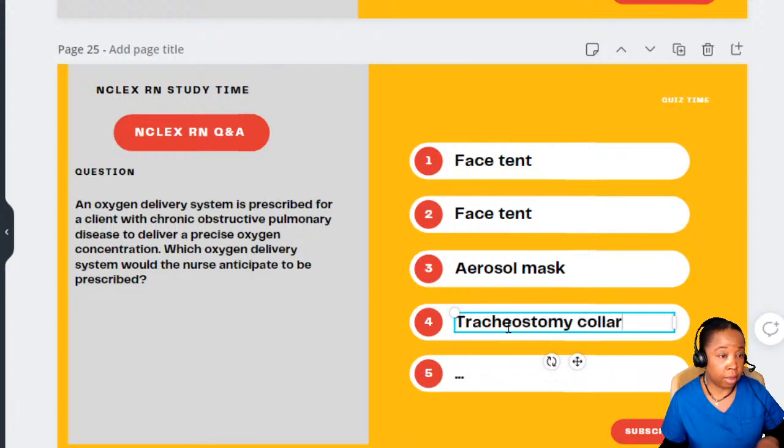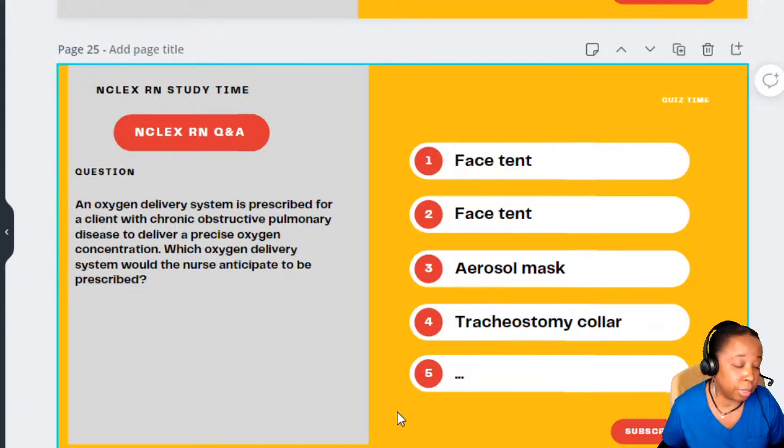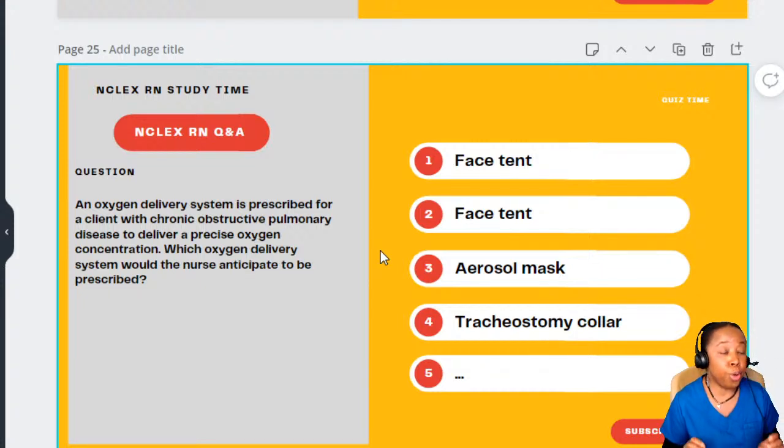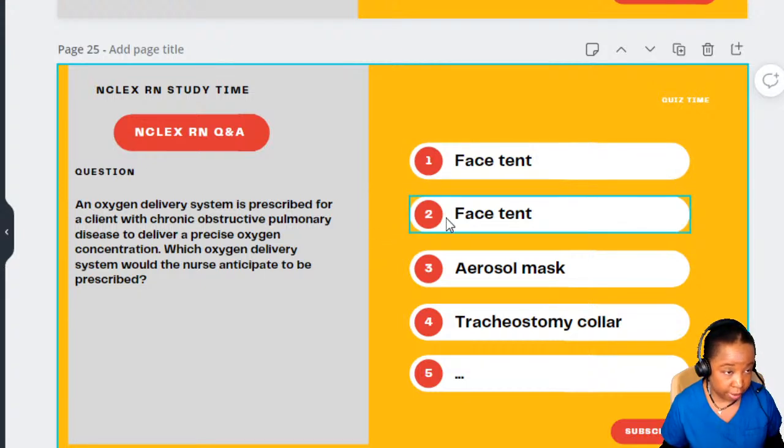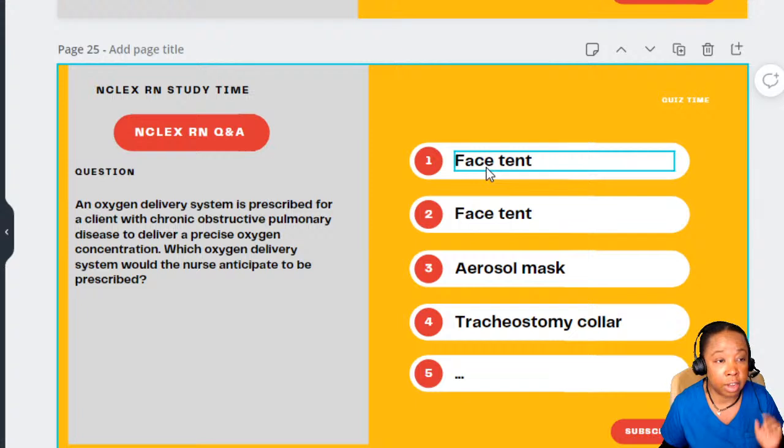Okay? So which one do you guys think will be the best answer right here? If you want to give oxygen to a COPD patient and you have to give a specific amount of oxygen to the patient, which one do you think will be the best? With a face tent, you cannot deliver a specific amount of oxygen to the patient. Like you can regulate it at the wall, at the oxygen regulator.